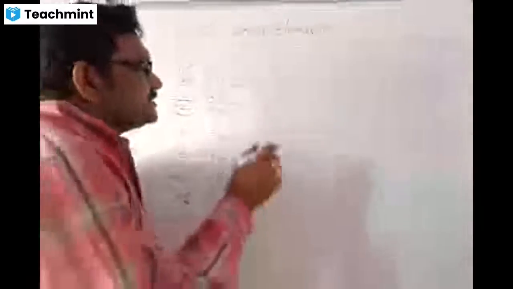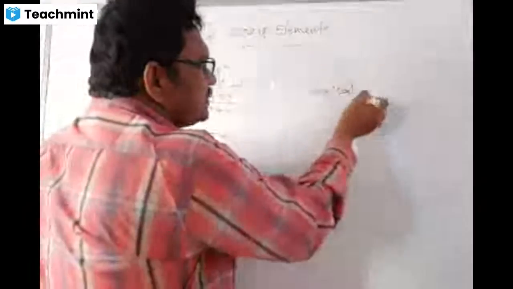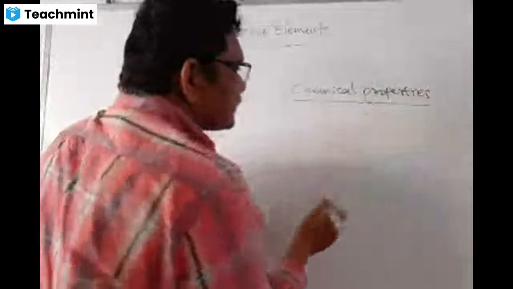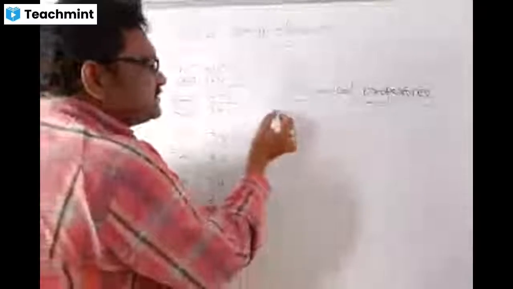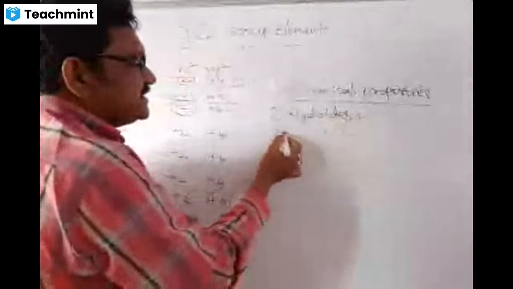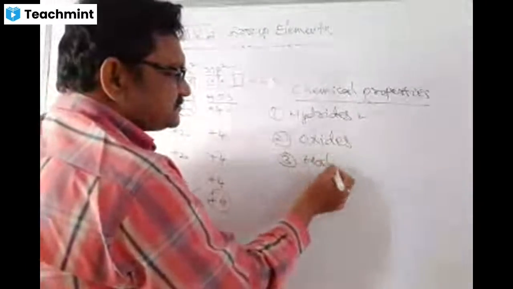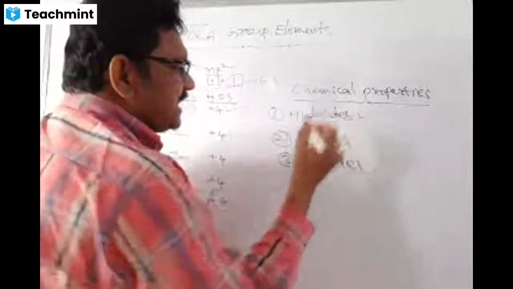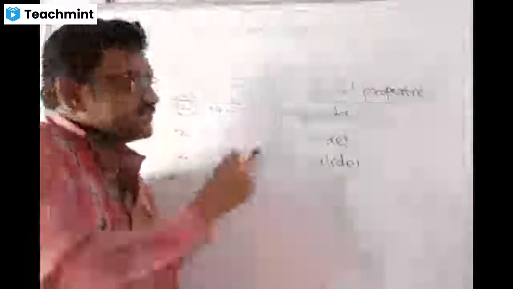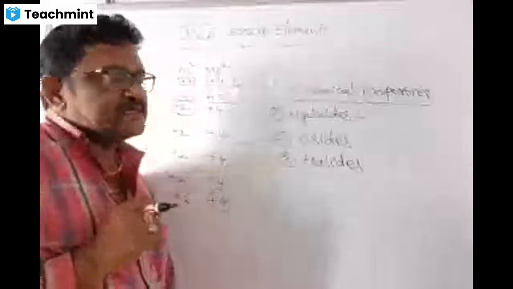In our syllabus, we have the chemical properties of fourth A group elements: first hydrides, which we already completed, then second oxides, third halides. Today our topic is oxides, the second topic we are going to discuss. So our topic is oxides of fourth A group.